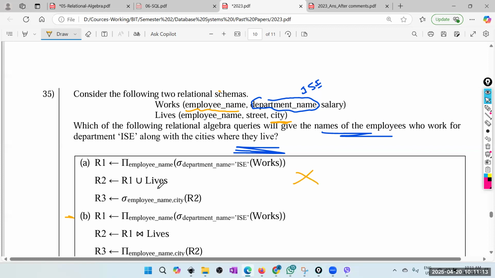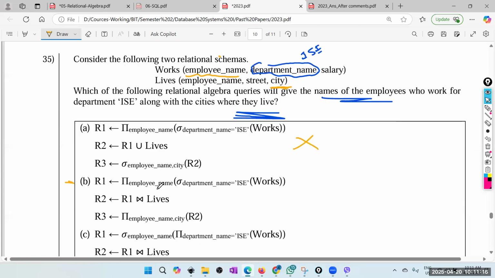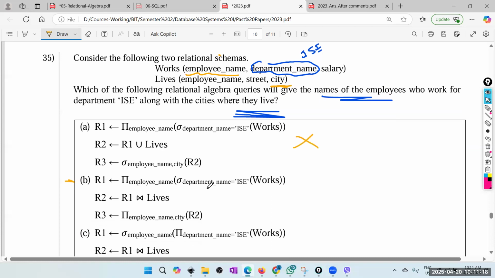Here, usually we need to go for a join. What about this? You get all the employees who are working for ISC and they are only employee names. Employee name, and here also we have the employee name. It's a one-to-one relationship. Because it's a one-to-one relationship, this might work also. But anyway, let's keep it for the time being.